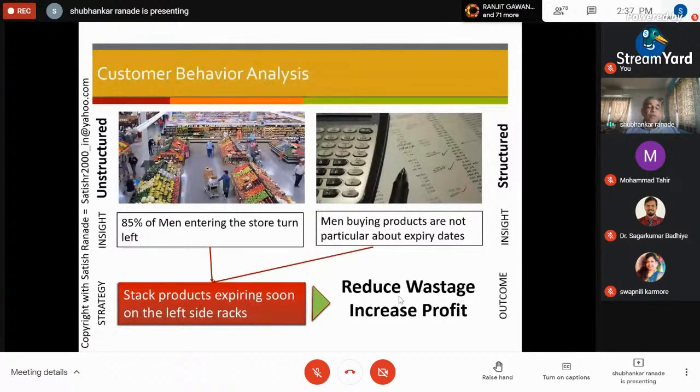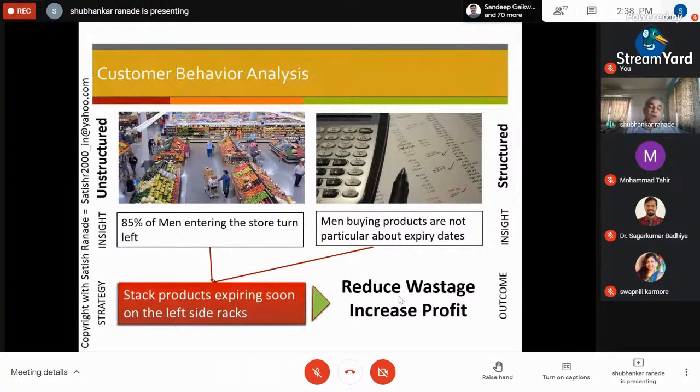The video streaming of the film was processed using data science algorithm, and they came out with an insight which says that 85% of men entering the store take a left turn. So when you enter any store, you will have aisles on the left, you have racks on the right. But their observation, and not only observation, their insight, which is backed by data, says 85% of the men. So if 100 men enter the store, 85% of them, that is 85, will take a left turn. So they'll go to the racks which are on the left.